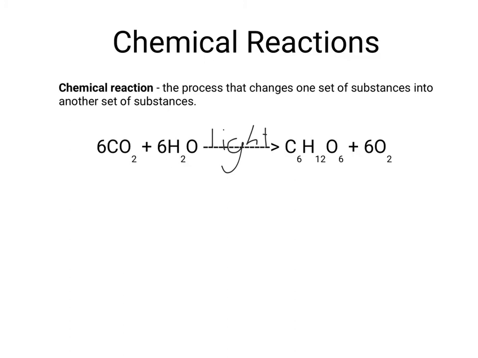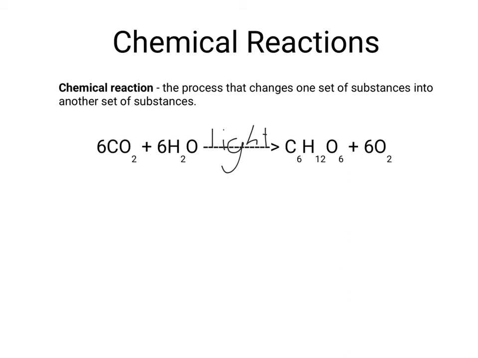So everything to the left of this arrow are what we call reactants. Reactants are what are going to enter into the chemical reaction. Everything to the right, these guys over here, are what we call products. Those are what are being produced as a result of the chemical reaction.